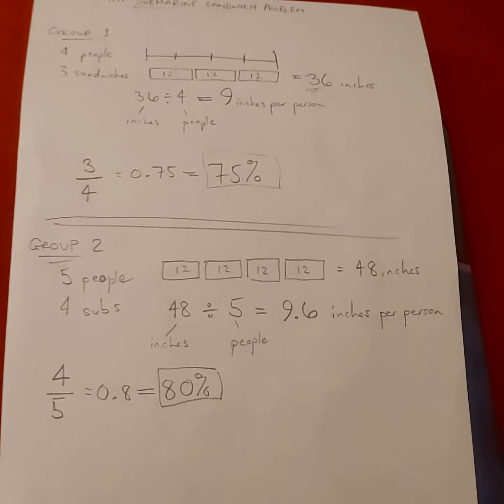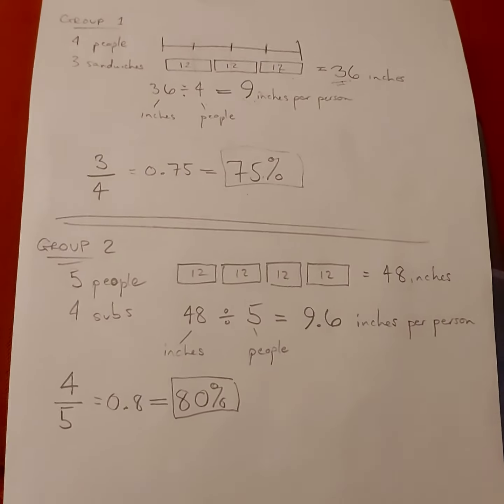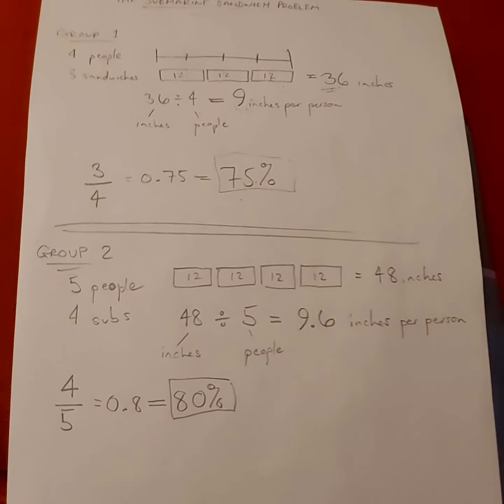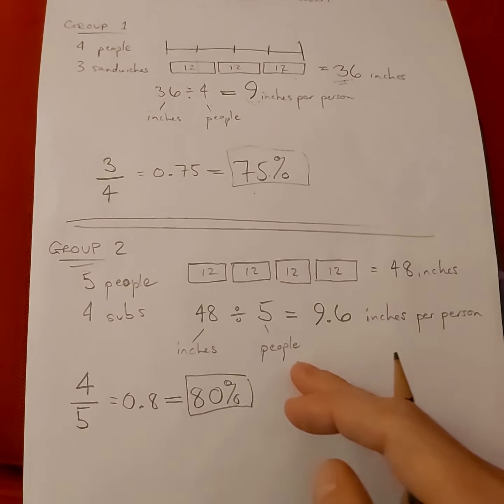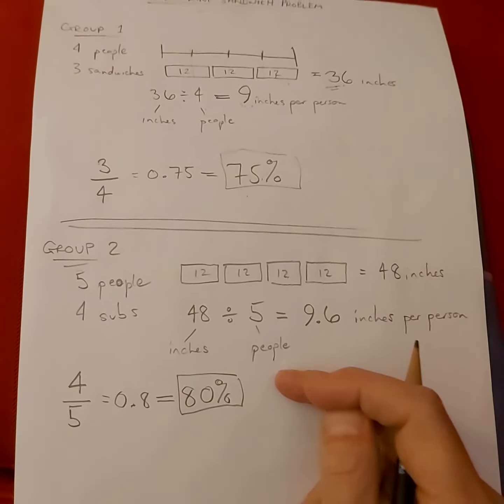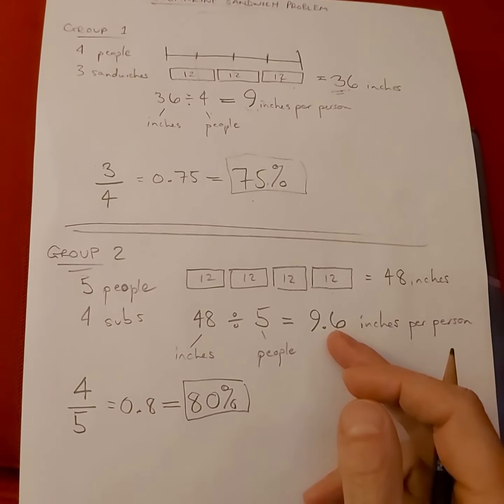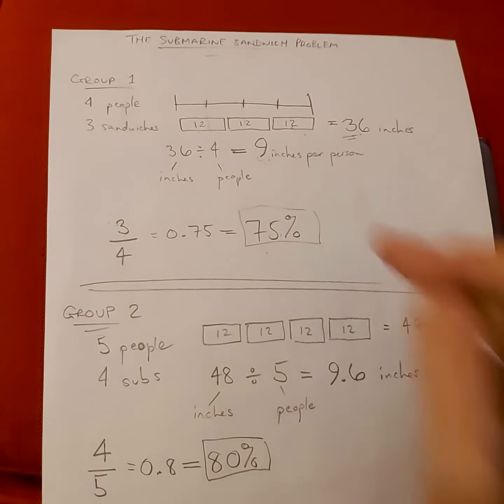Okay, so that's the second group. We know now that the distribution of the subs is not exactly fair because group 2 technically is getting a higher percentage of a sub. They're getting more inches per person, okay, than the people in group 1.